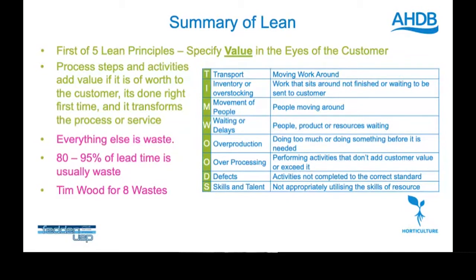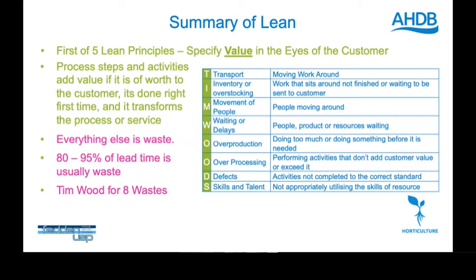Overprocessing might be where you're grading out too much stock. You're spending too much time and losing too much stock by grading it out. You're being a little bit too overzealous on the quality side of things and grading out fruit or veg that you could potentially sell to the customer. So you're exceeding the customer specifications, basically. Defects is where you've not met the specification, so you're below the specification, and therefore you've got to scrap the products off, and you've got to do some form of rework.